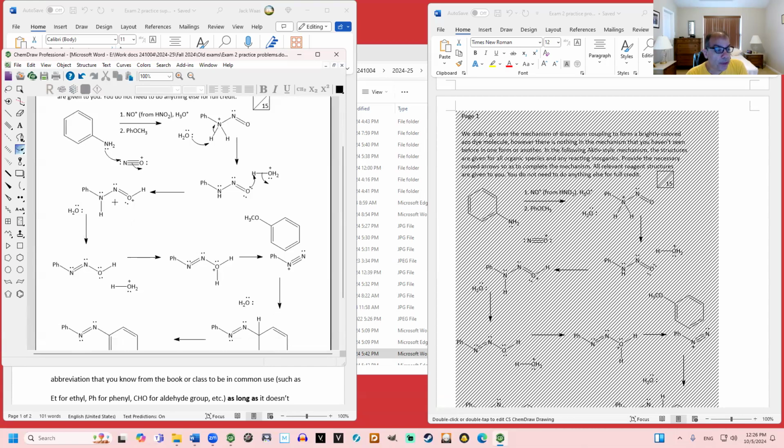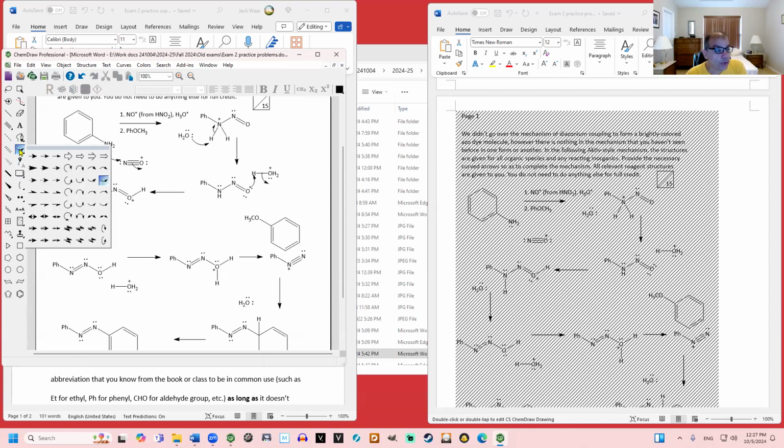If we compare this structure to the next structure, we can see that we've gone from a nitrogen-oxygen double bond to a nitrogen-oxygen single bond. We've gone from a nitrogen-nitrogen single bond to a nitrogen-nitrogen double bond, and we've lost the proton that's attached to the nitrogen. And we're given conveniently here a water molecule to accept that proton.